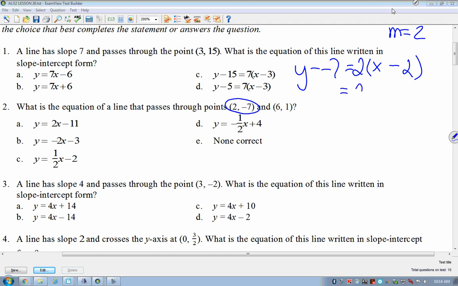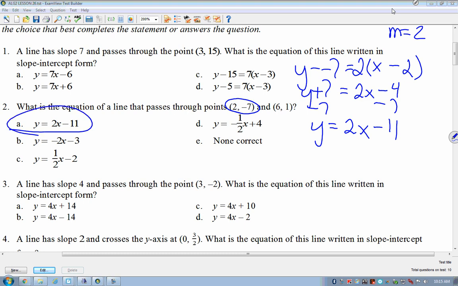All right, so I'm getting 2x and negative 4. What about on the left-hand side? Can I simplify that at all? Y plus 7, okay. All right, now what do you want to do? Subtract 7 from both sides. All right, so we got y equals 2x minus 11. Is that an option? It looks like it. Y equals 2x minus 11.